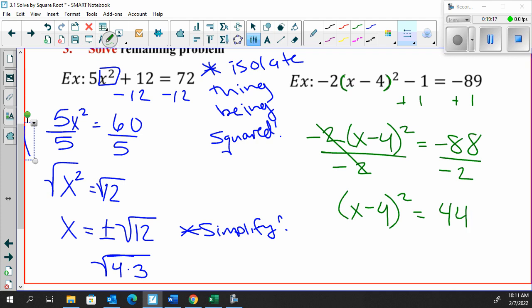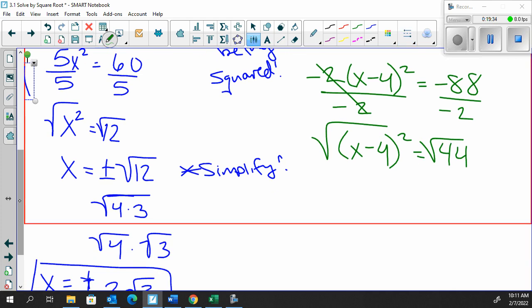Is the thing being squared now by itself? Yeah. X minus 4, that quantity is being squared. So I can do what we did over here. Take a square root of both sides, and it's going to look like this. X minus 4 equals plus or minus the square root of 44.